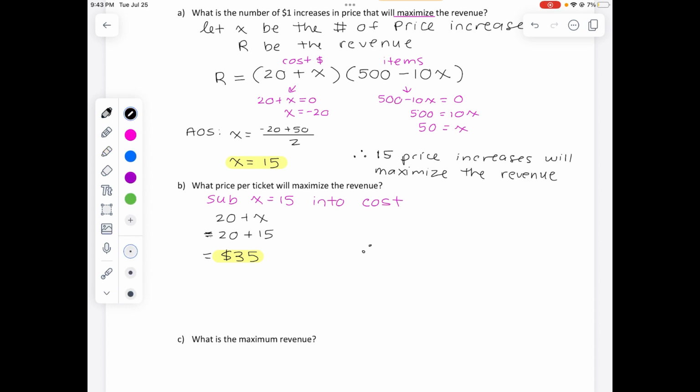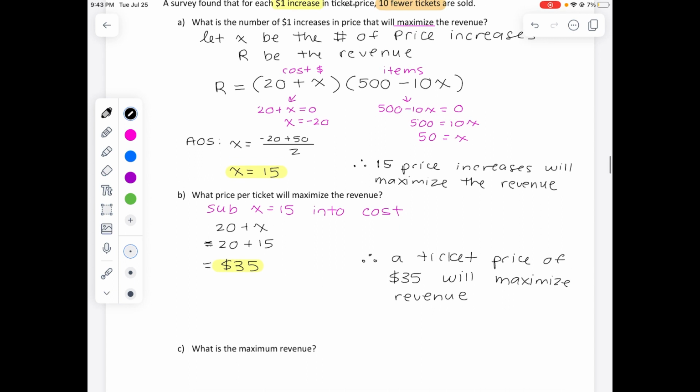Okay, so then we can say therefore a ticket price of $35 will maximize revenue. I could also ask you how many tickets will be sold to maximize the revenue, and in that case you would sub in your x value into the second bracket, the items bracket.